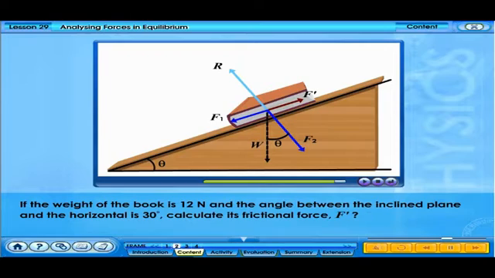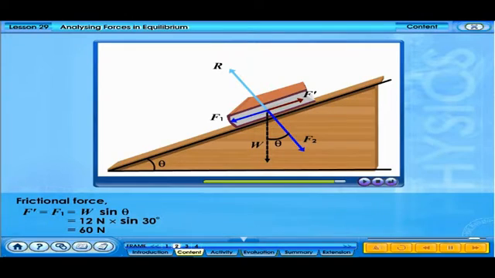If the weight of the book is 12 newtons and the angle between the inclined plane and the horizontal is 30 degrees, calculate its frictional force. Frictional force is equal to W sine theta. The frictional force is 6.0 newtons.